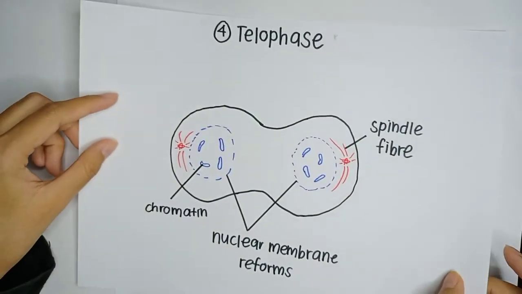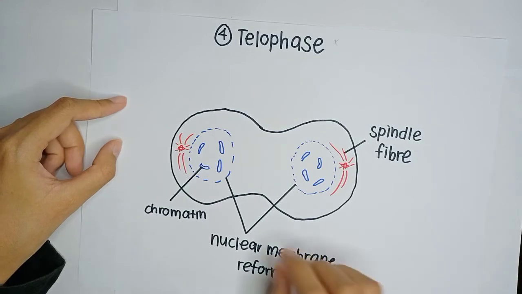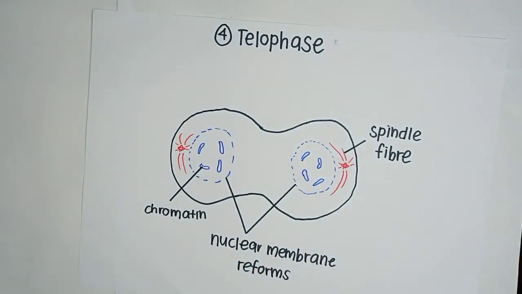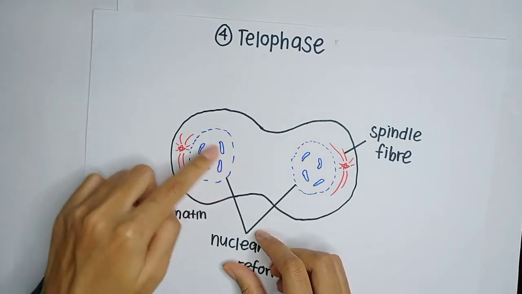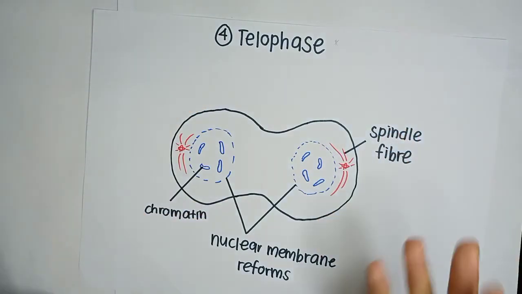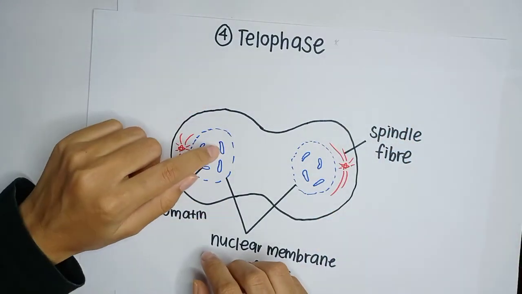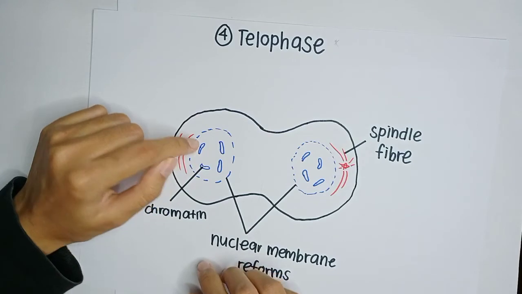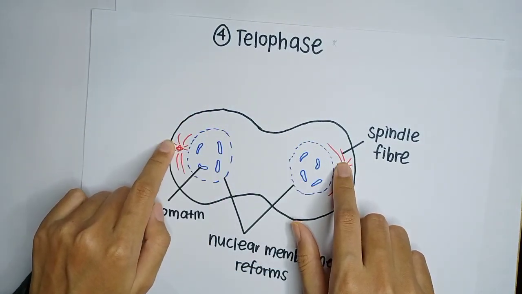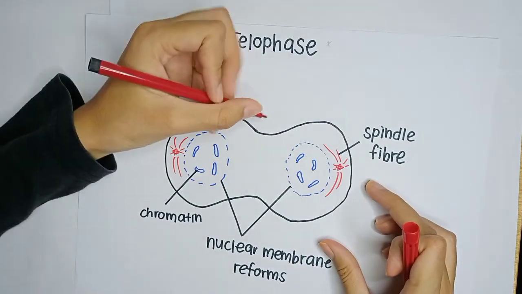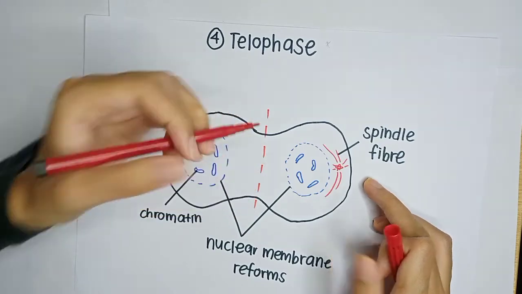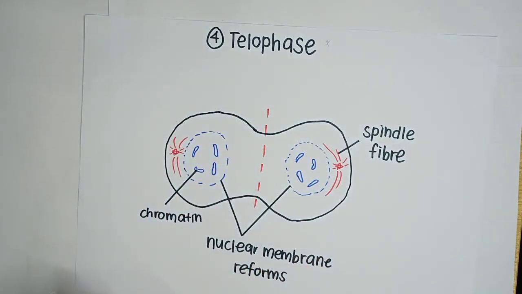Telophase is basically the reverse of the prophase. So, the nuclear membrane is reformed around the chromosome group at either pole of the cell. The chromosomes uncoil to form the chromatin. Alright, and the spindle fiber breaks down because it is no longer needed. The cytokinesis will take place and divide the cytoplasm into two identical daughter cells.